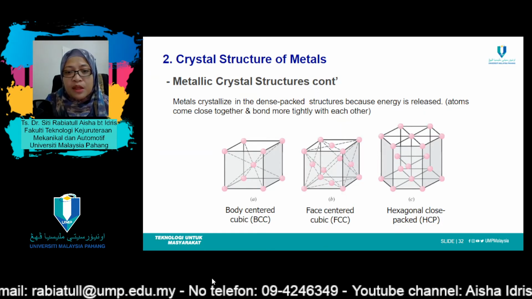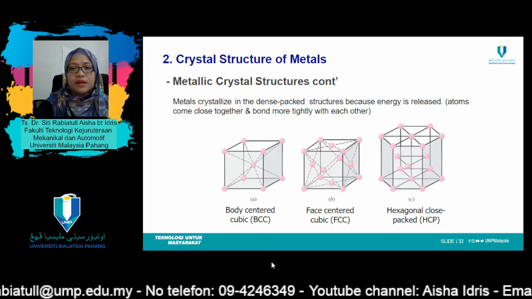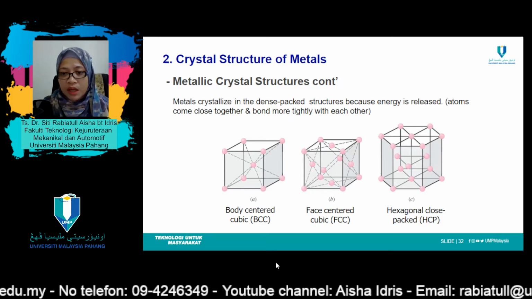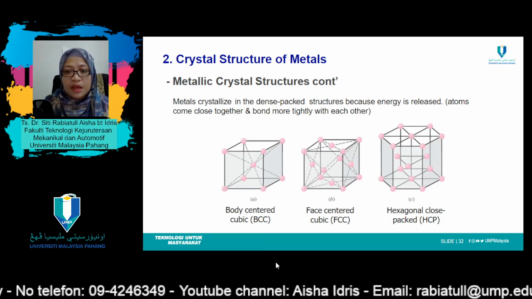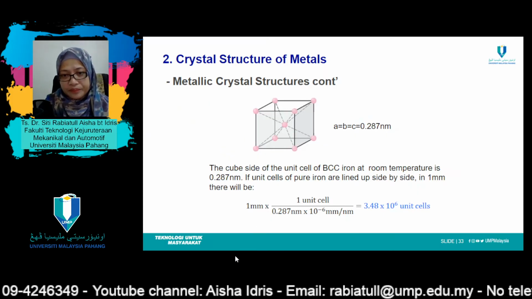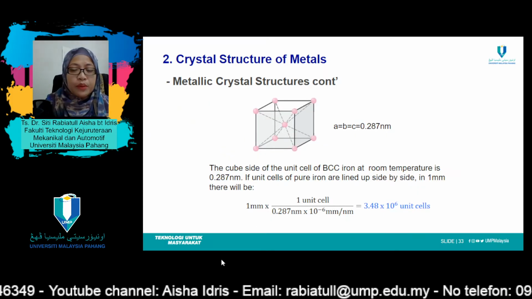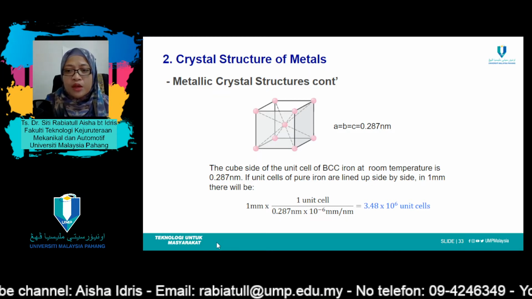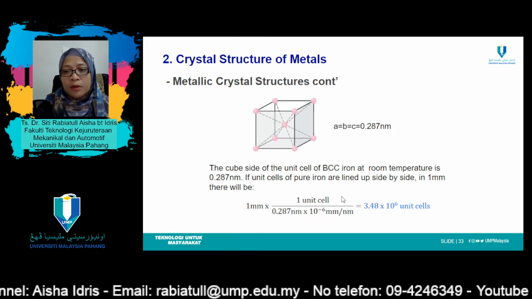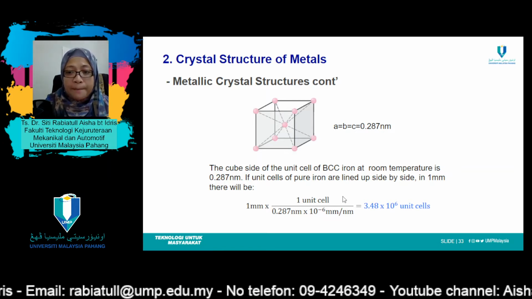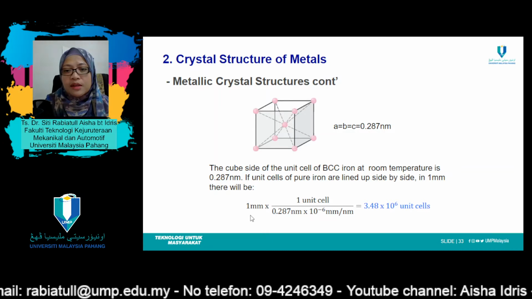As mentioned to you just now, these are the metallic crystal structures that we are going to learn. Number 1 is BCC, then FCC, and also HCP. Now let's look at them one by one. This one is for BCC, showing you a unit cell inside. So this one you can just see the calculation.